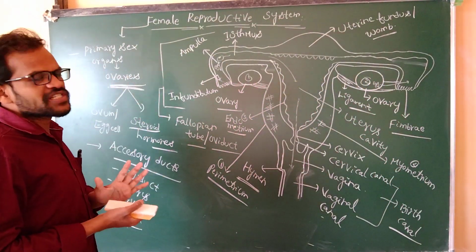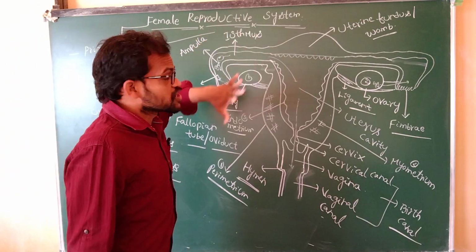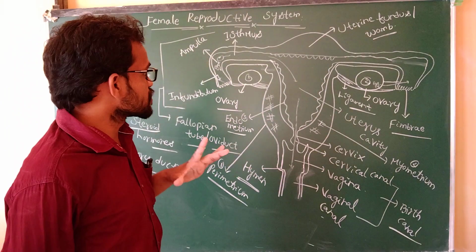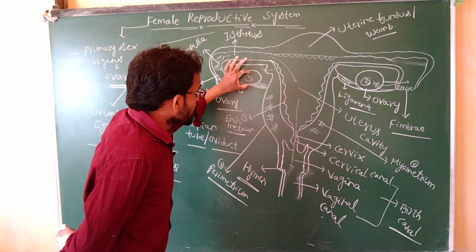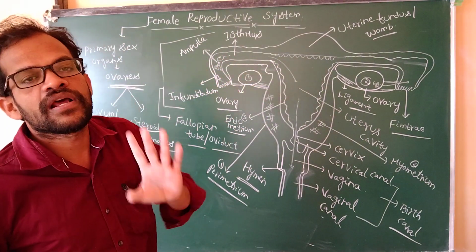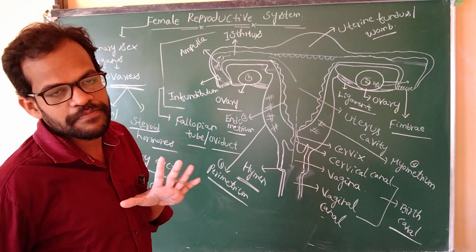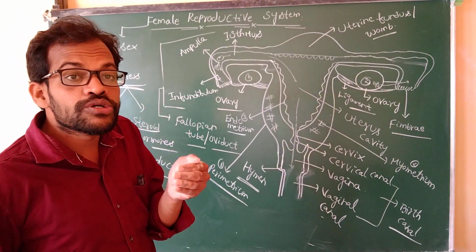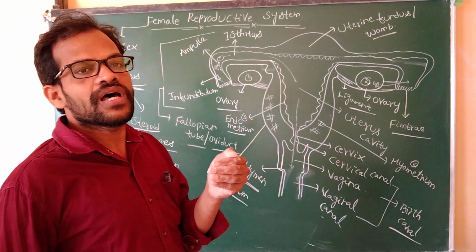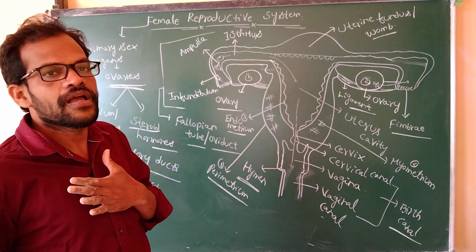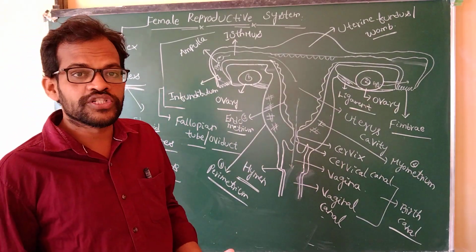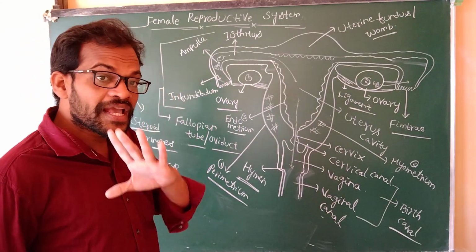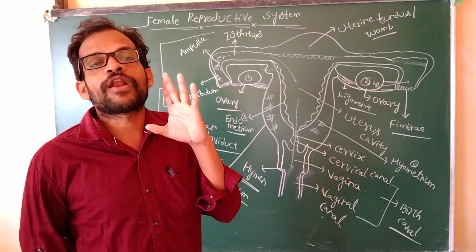What are the main parts present in the female reproductive system? The female reproductive system consists of a group of organs. The first is the ovaries, one pair of ovaries. The ovaries are located in the pelvic region. Pelvic region means below the abdominal position: first thoracic, after the thoracic, abdominal, and below the abdominal position is known as the pelvic region. The female reproductive system is located in the pelvic region. One pair of ovaries, one pair of fallopian tubes.